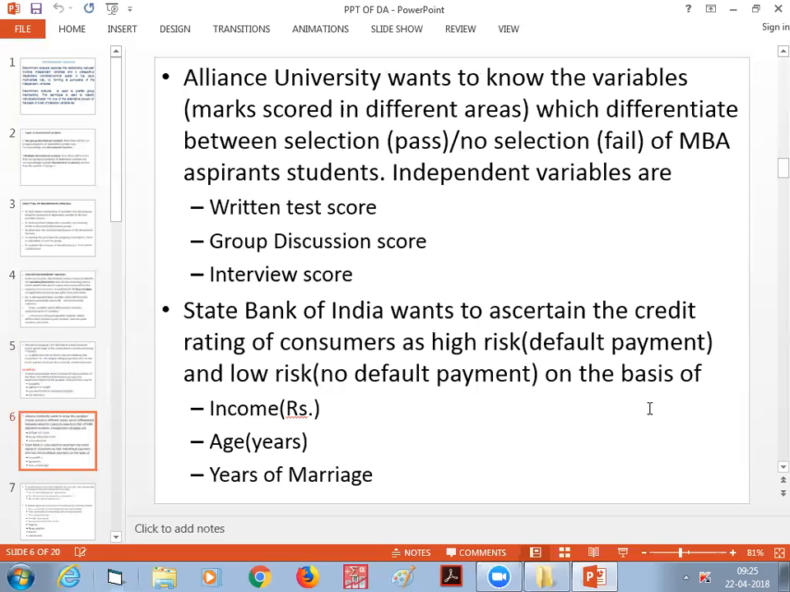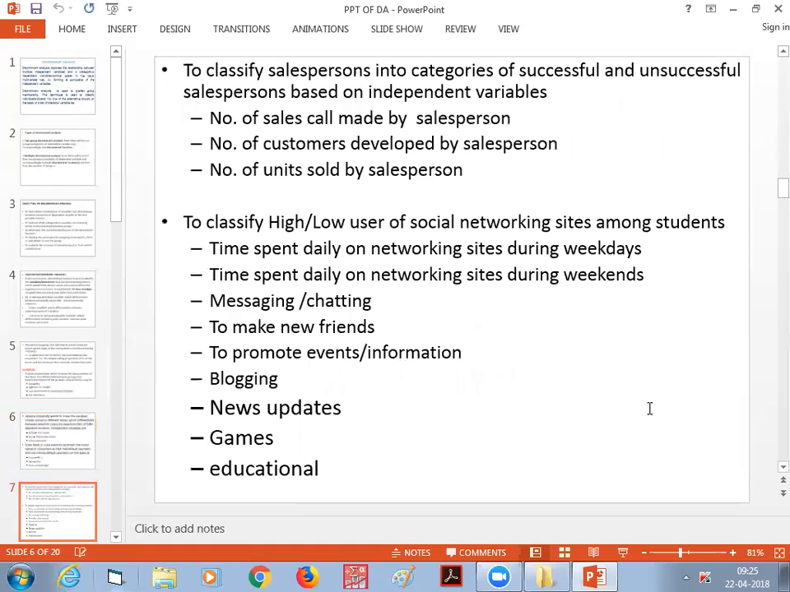Similarly, suppose I take SBI, the credit rating of the consumer as high risk, default payment. So how do you say whether the income of a person, the age, years of marriage are relevant or not relevant? Initially they are taken. Or classify salespeople as successful or unsuccessful, just grouping the people into a successful category and an unsuccessful category.